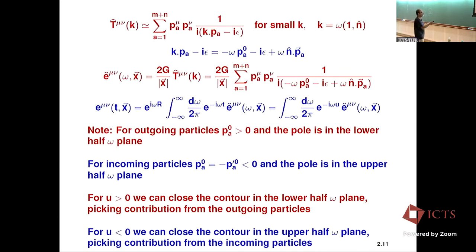And from this, we can now calculate E mu nu, okay, by inverse Fourier transform, right? So E mu nu is given in terms of E tilde mu nu by this expression over here. This is the only extra phase, because of the way we had defined E tilde mu nu.